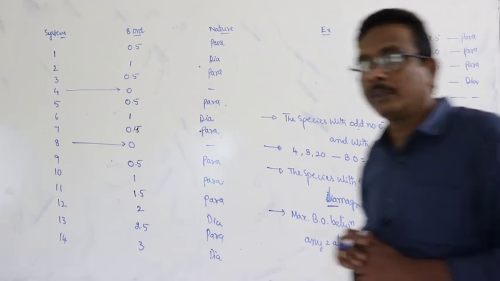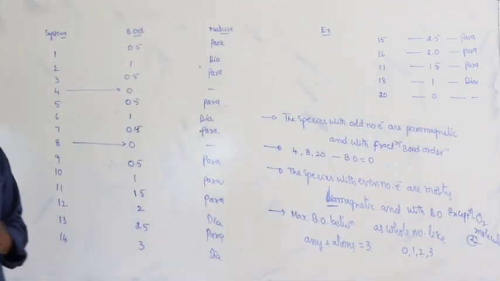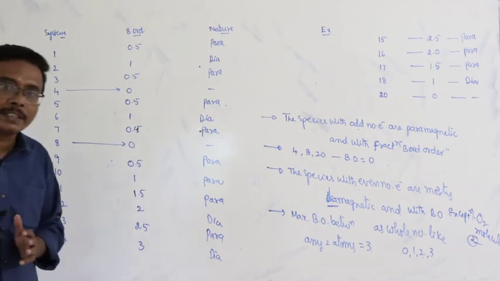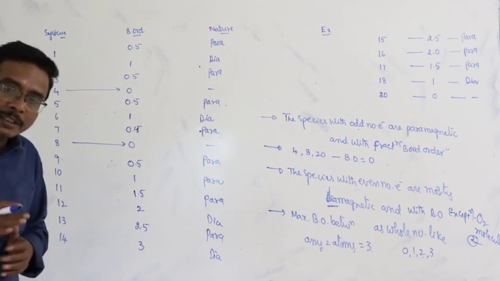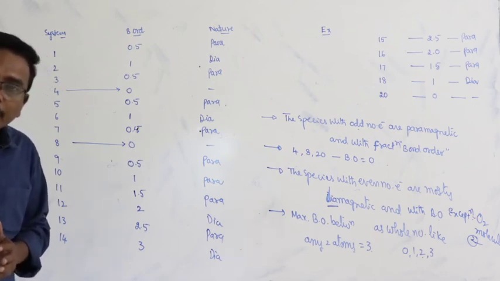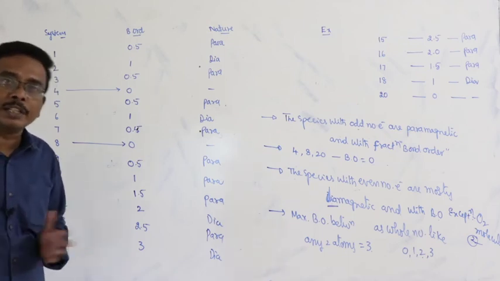O2 2 plus: 2 into 8, 16, 16 minus 2, 14. And the next one, NO plus: 8 plus 7, 15. 15 minus 1, since 1 electron is subtracted, is equal to 14.